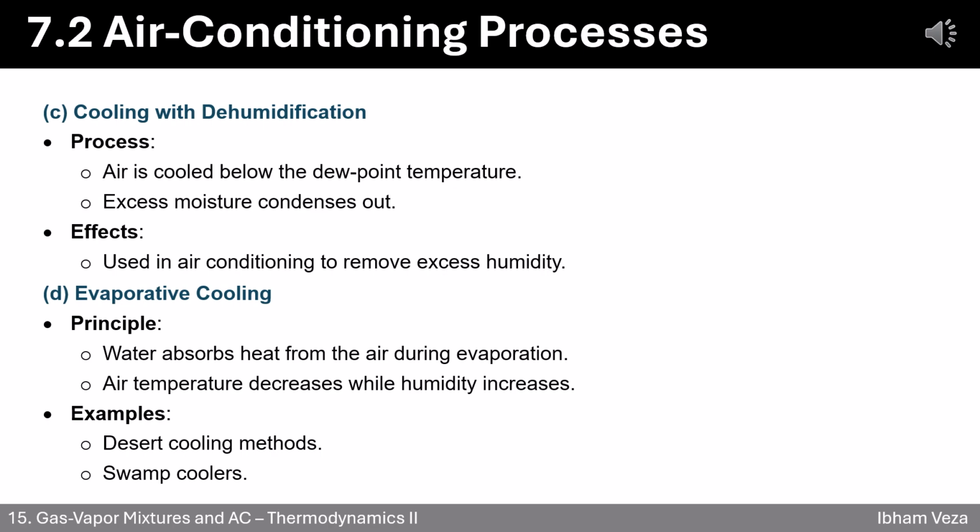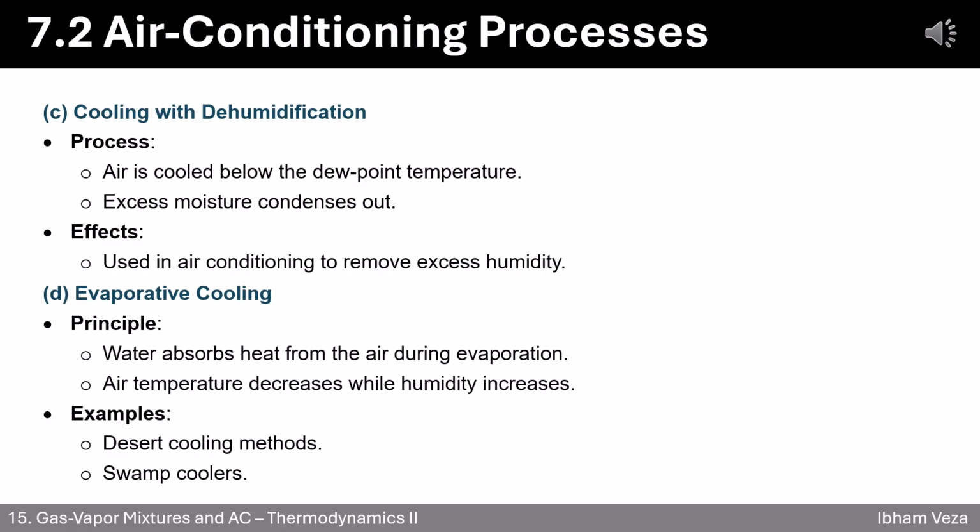7.2. Air conditioning processes. Let's explore two more important processes in air conditioning. First is cooling with dehumidification, where air is cooled below its dew point temperature. This causes moisture in the air to condense out, which is exactly how typical air conditioners reduce indoor humidity while cooling the air. Then we have evaporative cooling, which works on a simple principle.